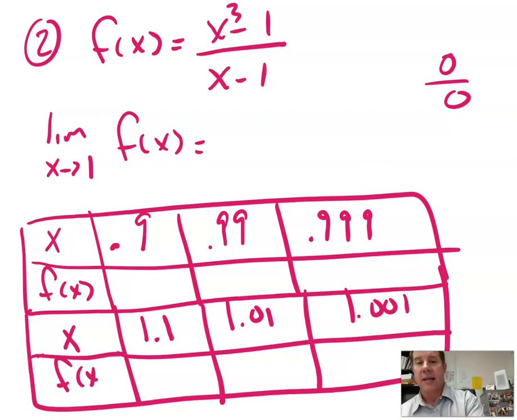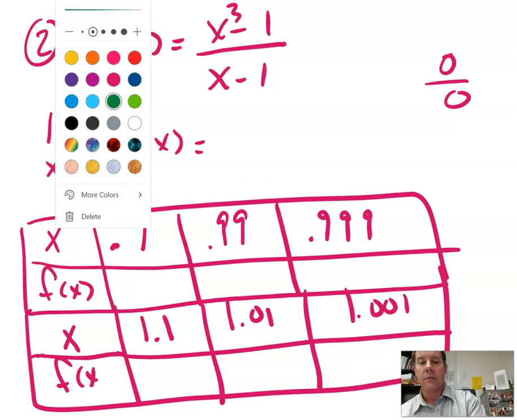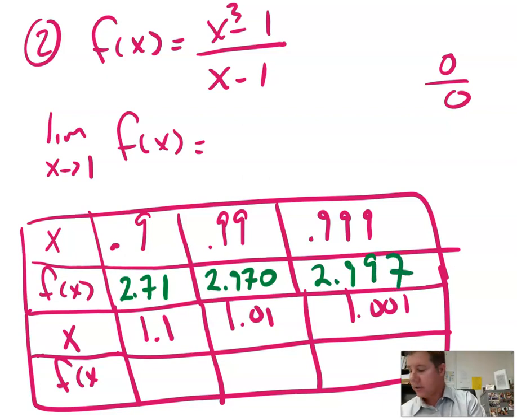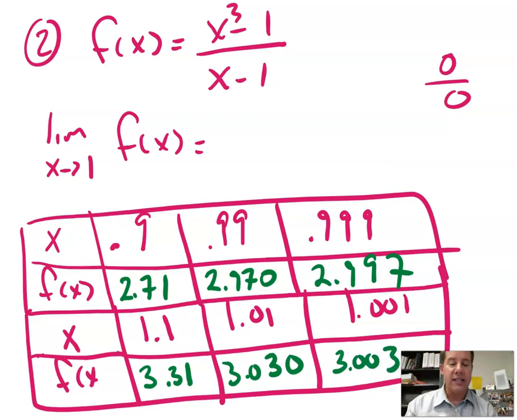But if I were to plug this into my calculator, the values I'm going to get are 2.71 if I plug 0.9 into f, 2.970, 2.997. And then if I approach from the other side, if I plug in 1.1, I get 3.31, 3.030, and then 3.003.